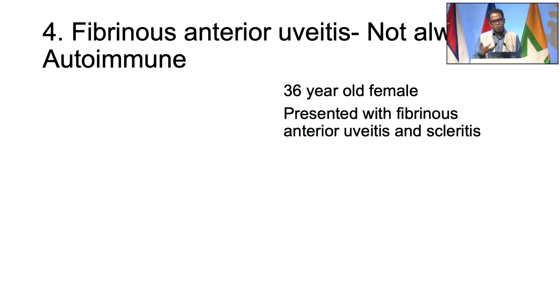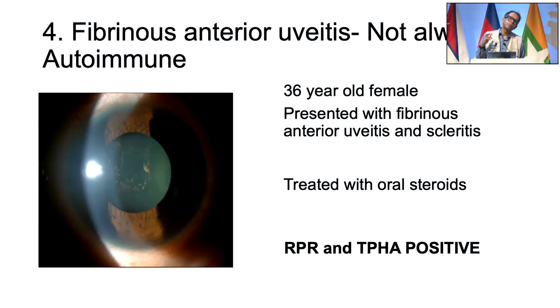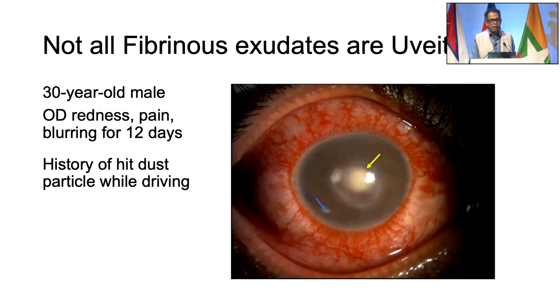No. You see this case of a 36-year-old female presented with fibrinous anterior uveitis and scleritis. And if you see this picture, this patient was treated on the suspicion of HLA-B27 with oral steroid. But when we tested, the RPR and TPHA were positive. So it is important to understand that sometimes syphilis can also mimic this kind of condition.